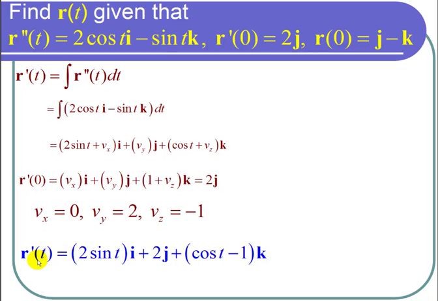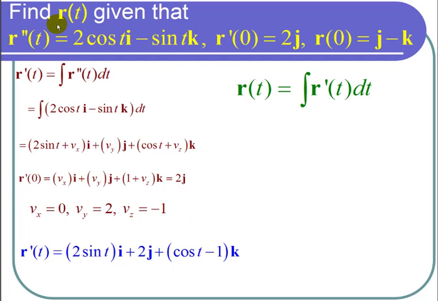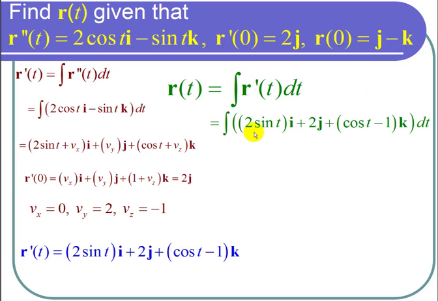So now that I have r prime of t, I want r of t, so I integrate again. And I get that r of t is equal to the integral of r prime of t dt, and I plug in, so I get the integral of the 2 sine of t i plus 2j plus cosine of t minus 1 k dt. So now I integrate that.